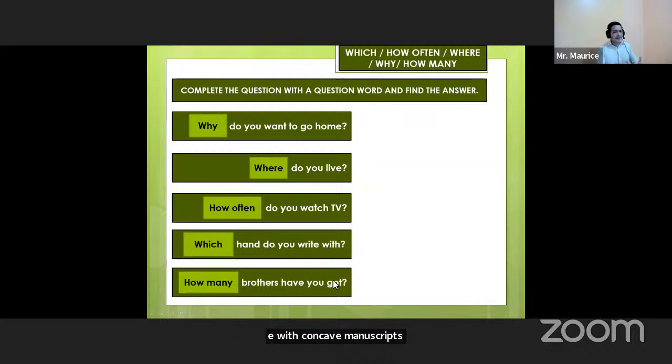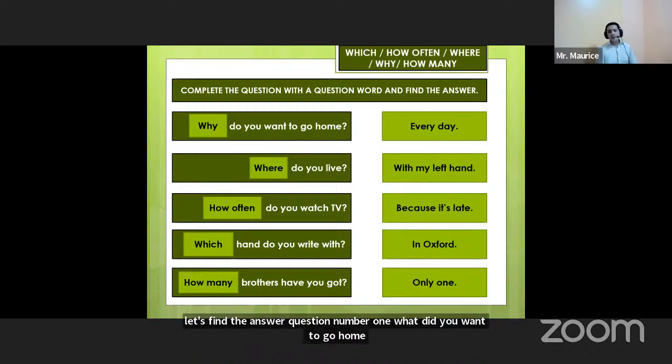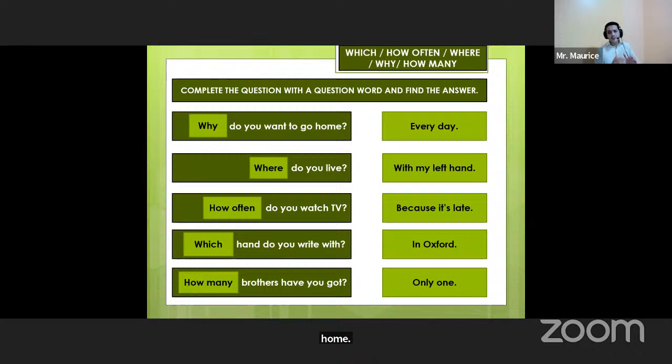And the last one, how many brothers have you got? You see the difference between open and closed questions. Okay, let's find the answer. Question number 1. Why do you want to go home? I want you to match them up, the question with the answer.